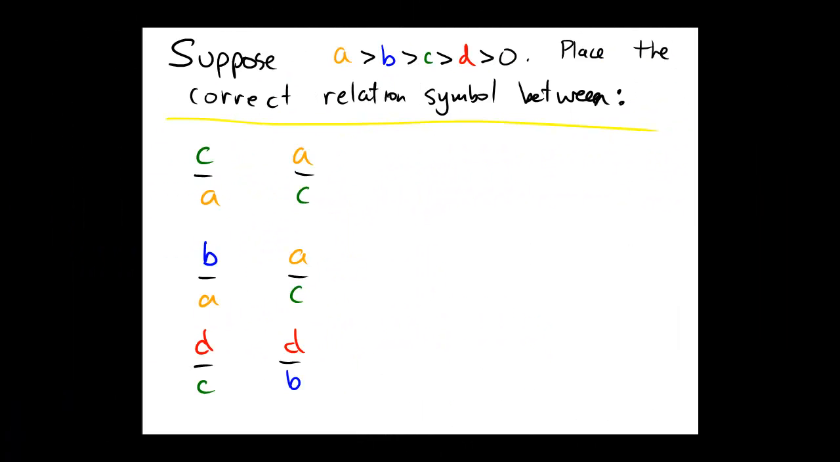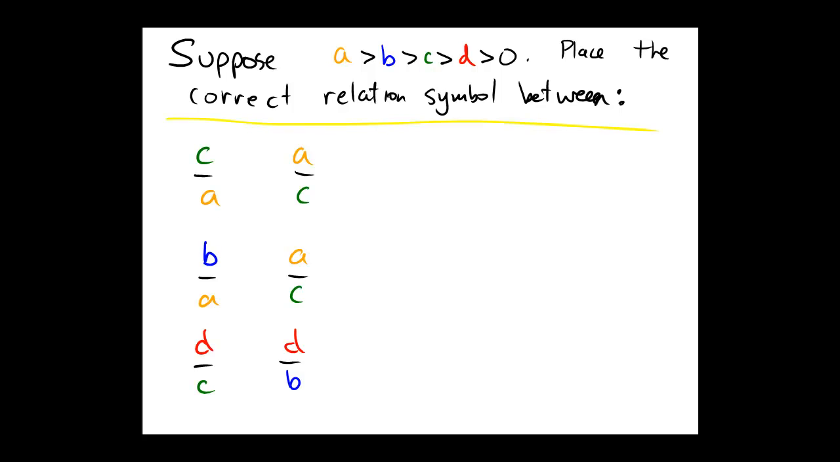Okay, suppose that A > B > C > D > 0. We need to find the correct relation symbol, in other words, bigger than, less than, or equals, to put in between these ratios, these fractions. Now, there's a couple different ways to approach this.